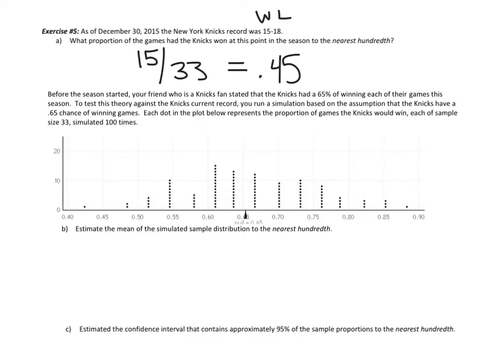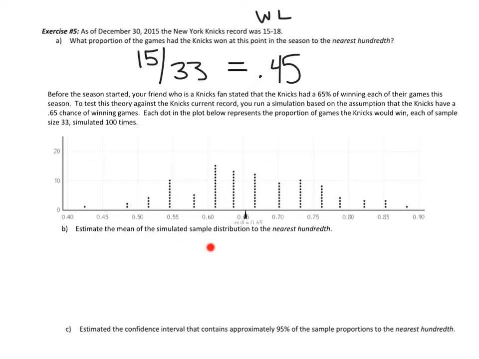Before the season started, your friend who is a Knicks fan stated that the Knicks have a 65% chance of winning each of their games this season. To test that theory against the Knicks' current record, you run a simulation based on the assumption that the Knicks have a 65% chance of winning games. Each dot in the plot below represents the portion of games the Knicks would win. Each has a sample size of 33, simulated 100 times. So there's 100 dots here. I simulated it 100 times, and the sample size for each simulation was 33.